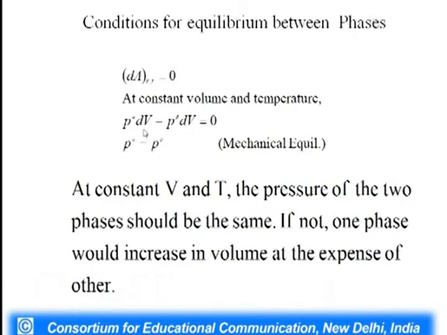So, in one phase it changes by dV, in the other phase by minus dV. We can simply write P alpha dV minus P beta dV is equal to 0, and that gives you the condition P alpha is equal to P beta. The volume of one phase will increase at the expense of the other until the pressures become equal, and that is known as mechanical equilibrium. So, at constant V and T, the pressure of the two phases is going to be the same; if not, one phase would increase in volume at the expense of the other.